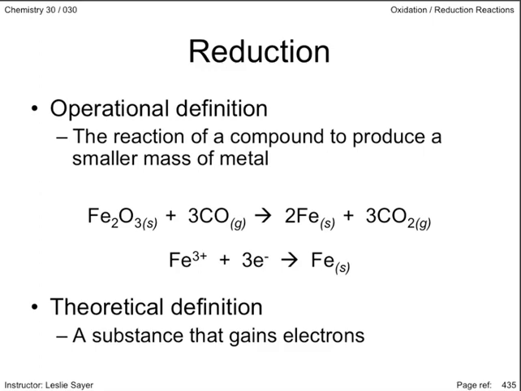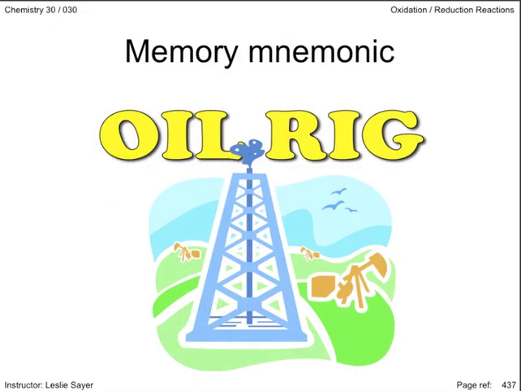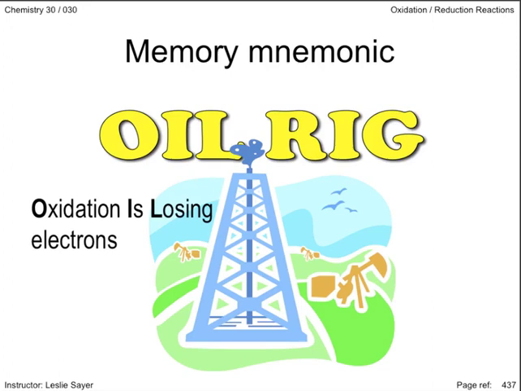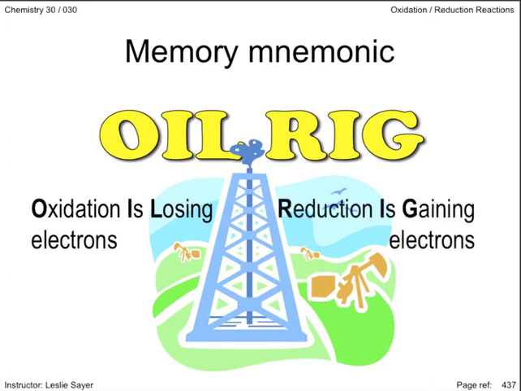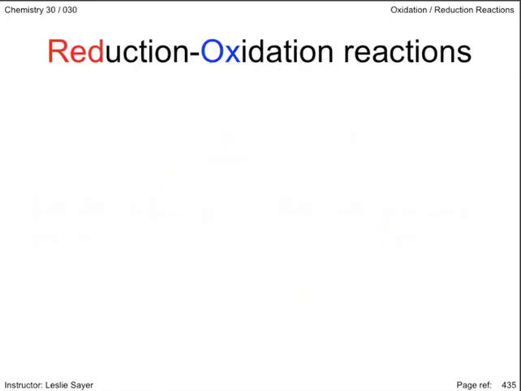To remember which term means losing electrons and which term means gaining electrons, use this simple memory mnemonic. Oil rig. Oxidation is losing electrons. Reduction is gaining electrons. Reduction-oxidation reactions, or redox reactions for short, have an atom, ion, or molecule gain electrons that have been given away or lost by another atom, ion, or molecule.